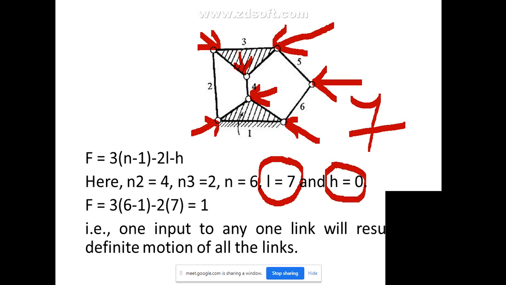So substitute these values in the equation. So 3 into (6 minus 1) minus 2 into 7. So you get 1. So in this case, one input to any one link will result in the definite motion of all the links. So degree of freedom is 1. Okay. So have you noted down all the 3 problems?